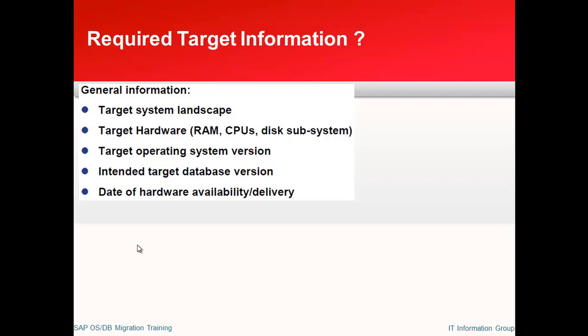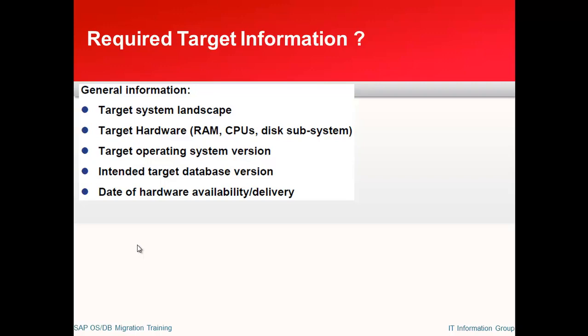Now for the target system, we need the target system landscape. We need the information about the target hardware. We need to do the sizing based on the upgrade requirement. That is, if we migrate, what is going to be the requirement in the new hardware, and what type of compression is there in the newer system. Say, for example, if we are going to a newer version of Oracle, the compression is there, and are we planning to use those newer functionalities or not?